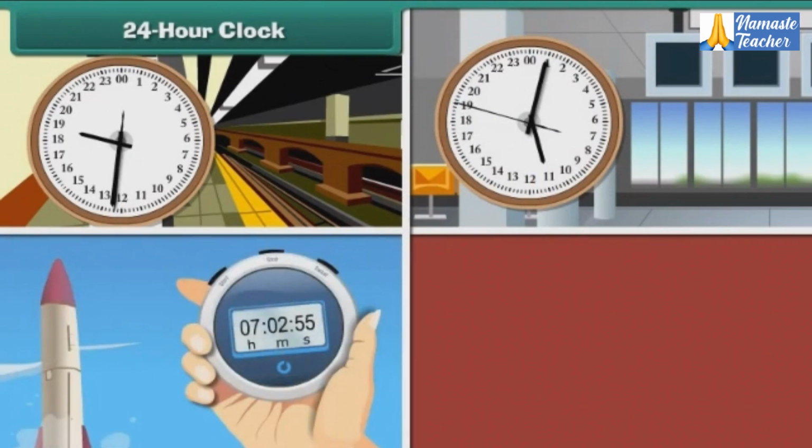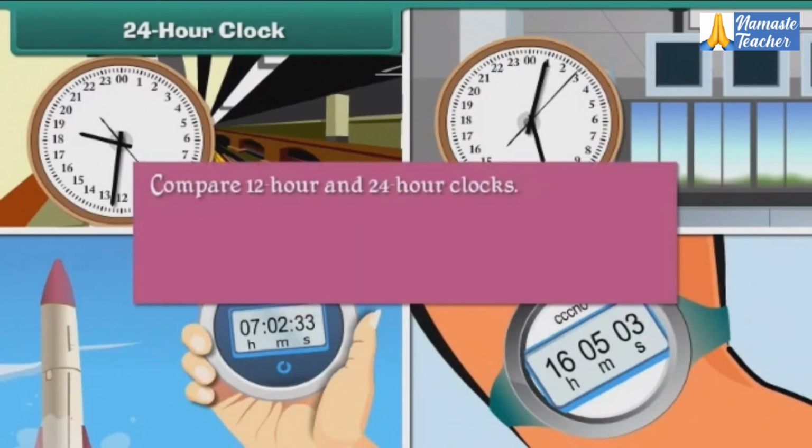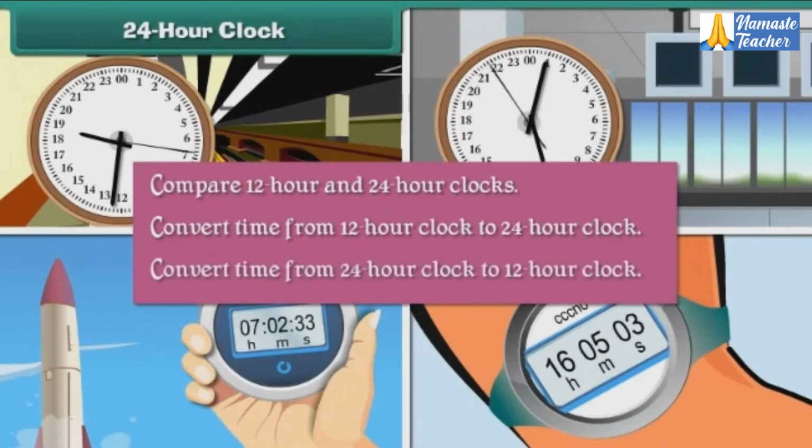24-hour clock. The 24-hour clock is commonly used to specify the time of train and plane departures, take-off time of space shuttles, time of attack by the armed forces, etc. In order to understand it better, let us compare 12-hour and 24-hour clocks. Convert time from 12-hour clock to 24-hour clock. Convert time from 24-hour clock to 12-hour clock.